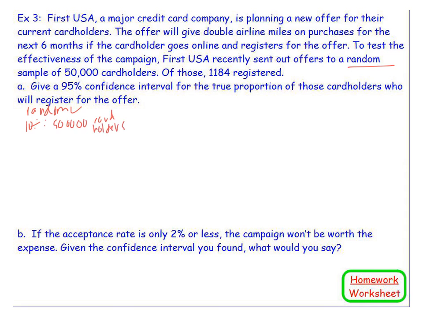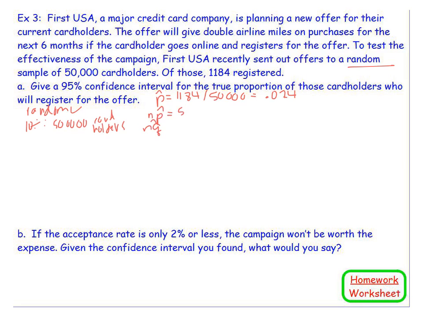Here's the problem. We don't know p hat yet. We have to calculate p hat before we can calculate np hat. So we had 50,000 cardholders, 1,184 of those 50,000 registered. So if you take 1,184 divided by 50,000, I get 0.024. So there's our p hat.